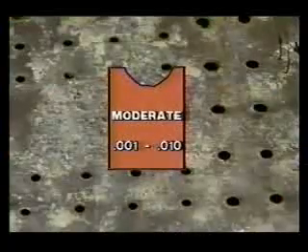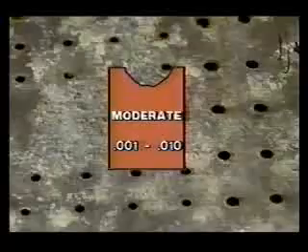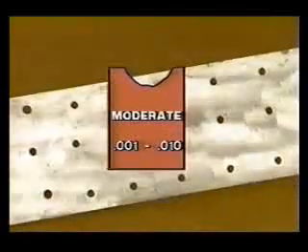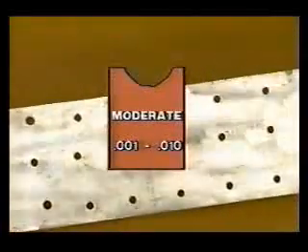Moderate corrosion is characterized by blisters or evidence of scaling and flaking. Depths of pitting may be as deep as 1/100th of an inch and may require extensive mechanical sanding to repair.